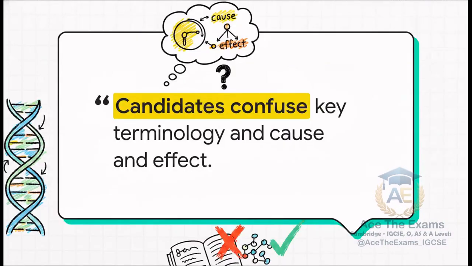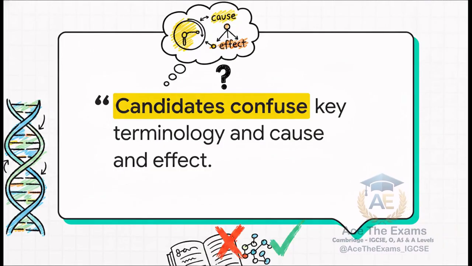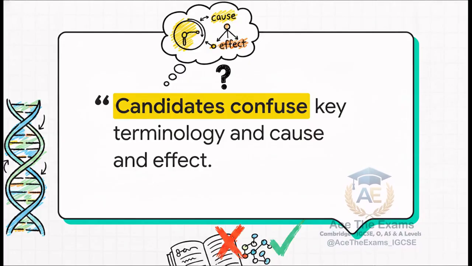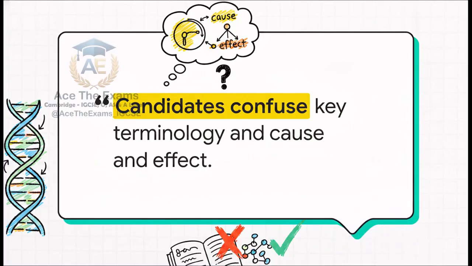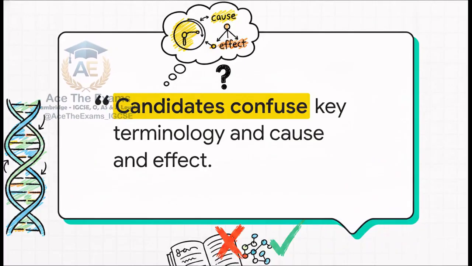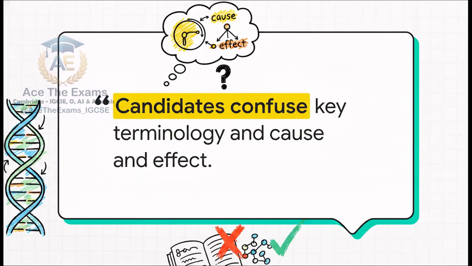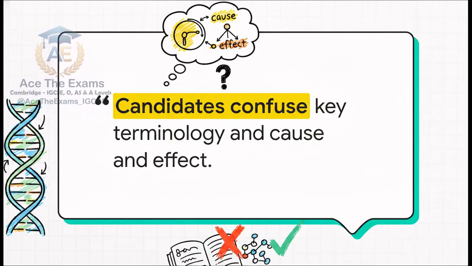I mean, just look at this direct quote from the principal examiner reports. They said, "Candidates consistently confuse key terminology and confuse cause and effect in 16.1." You see, you aren't losing marks from a lack of studying. You're losing them from a critical misunderstanding of how examiners actually expect you to apply your knowledge. The real tragedy here is that students are doing all the hard work, but they're leaving the easiest marks on the table just by being a bit sloppy with their scientific vocabulary.